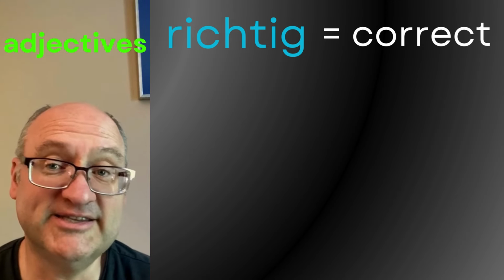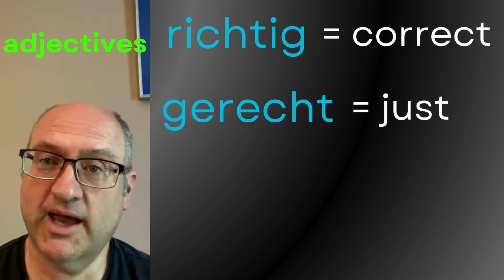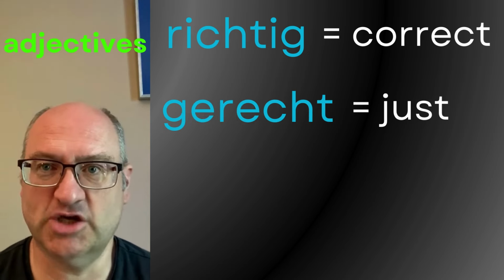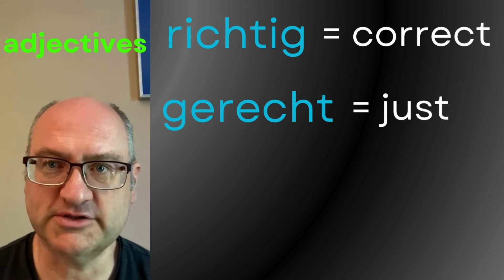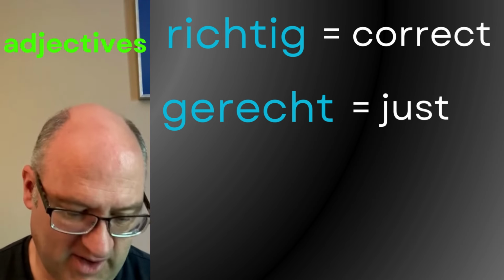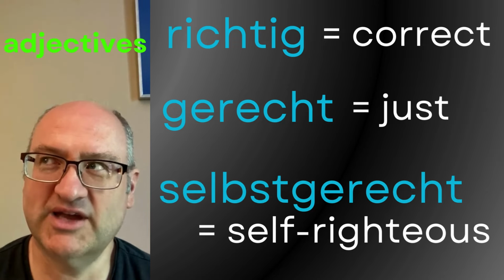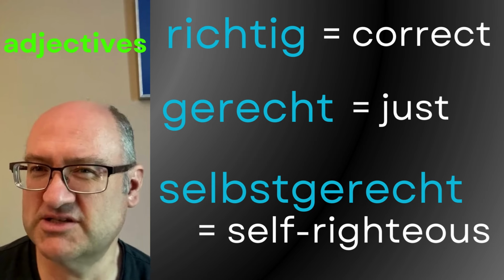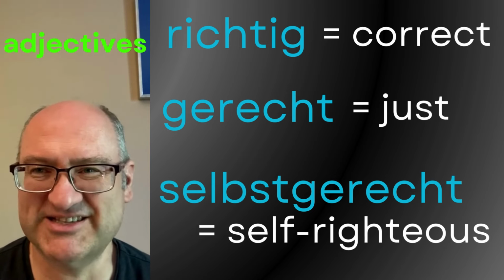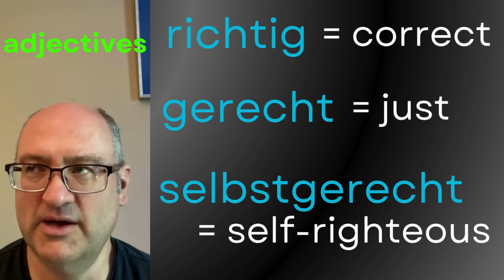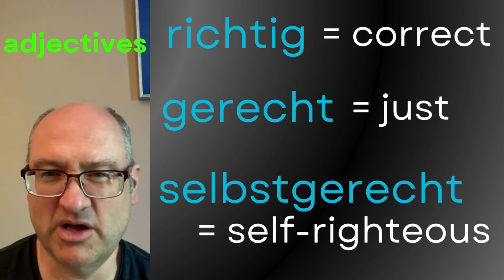Then I have a couple of adjectives here. So for instance, richtig means correct. Gerecht means just, as in a just person or a just cause. And then we also have selbstgerecht, which is self-righteous. So gerecht also could mean righteous, but it doesn't translate very nicely. The English word righteous is a little bit loaded, right?